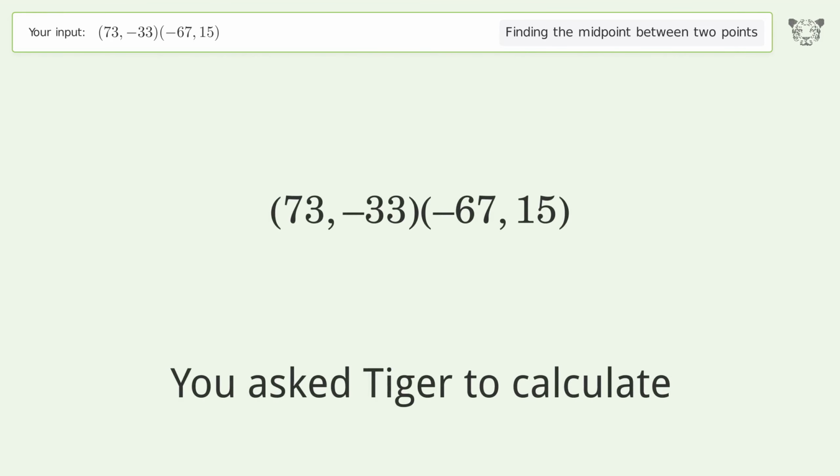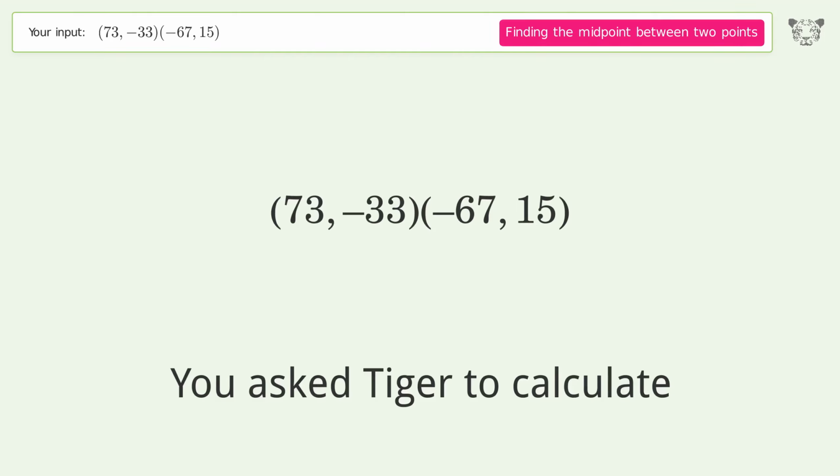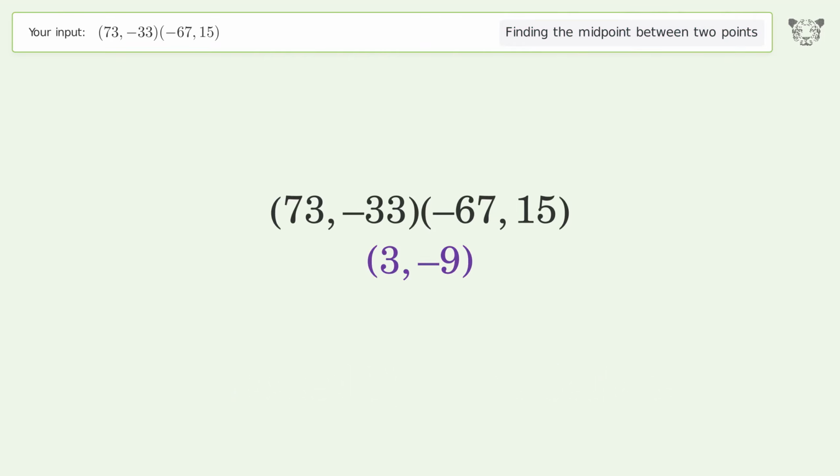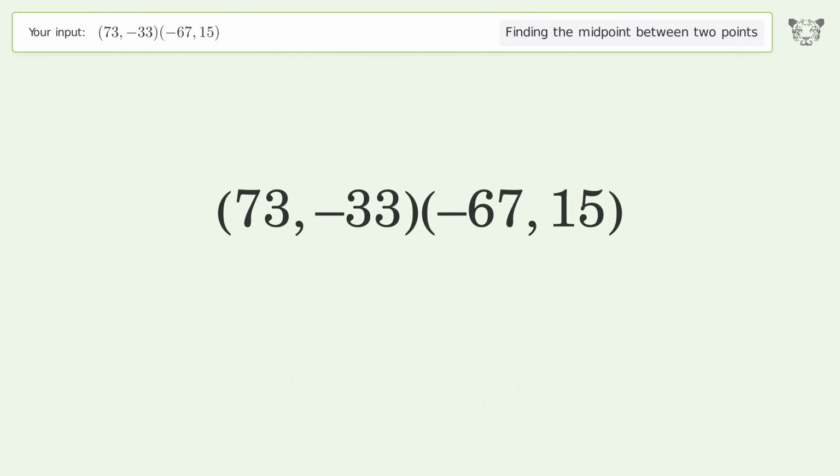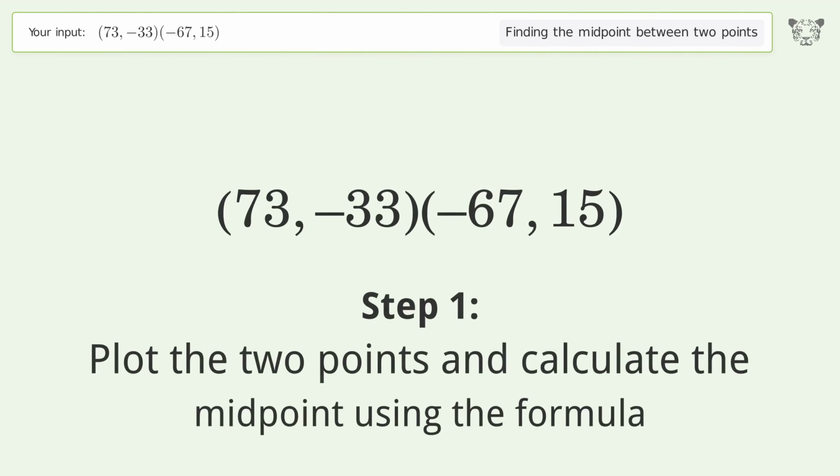You ask Tiger to calculate. This deals with finding the midpoint between 2 points. The midpoint between the 2 points is 3, -9. Let's solve it step by step. Plot the 2 points and calculate the midpoint using the formula.